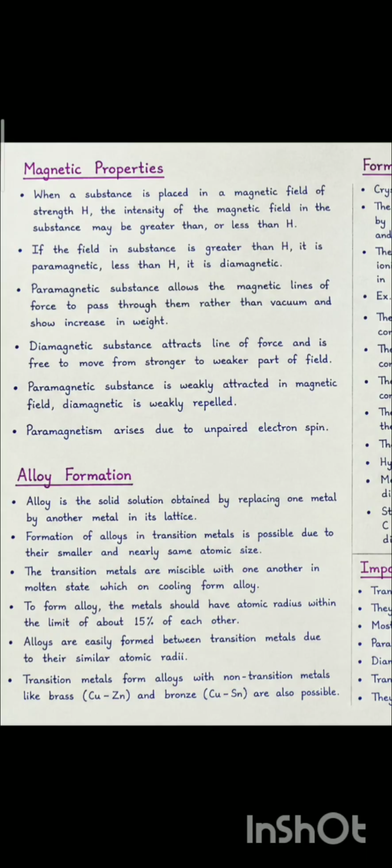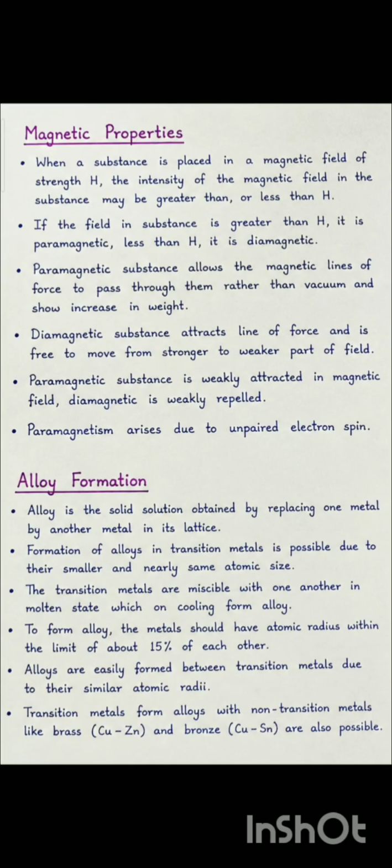And next one is alloy formation. An alloy is a solid solution obtained by replacing one metal by another metal in the lattice. Formation of alloys in transition metals is possible due to their small and nearly same atomic size. The transition metals are miscible with one another in molten state, which on cooling forms an alloy. To form an alloy, the metals should have atomic radius within the limit of about 15% of each other. Alloys are easily formed between transition metals due to their atomic radii.